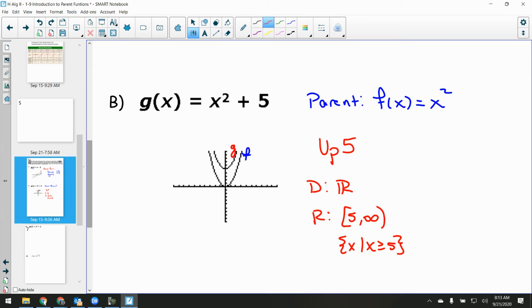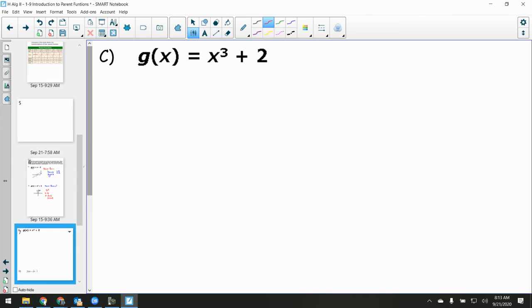Mr. Delap in CCP pre-calc strictly uses interval notation, so it would be good to push us toward that anyway. All right, let's keep it going.